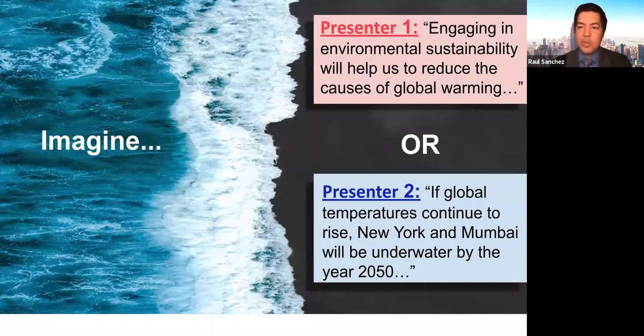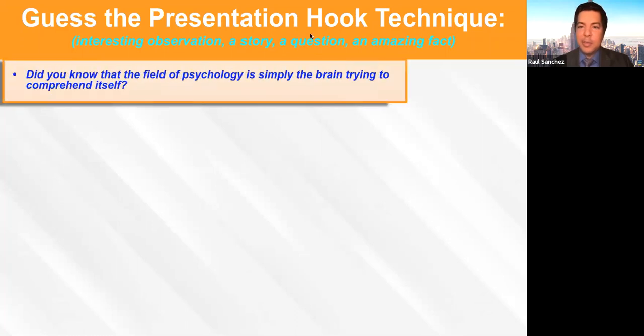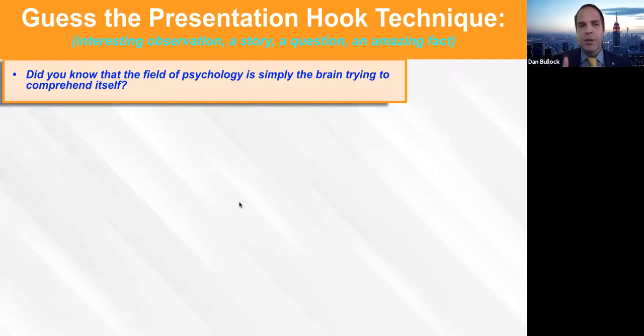So now we're gonna go into a little exercise here. This is something we do in our workshops and seminars with professionals to develop these techniques. We have the techniques there in light blue, and we're gonna ask you to tell us what the technique is that is used in the hook that is shared there. So here's the first one, okay? Did you know that the field of psychology is simply the brain trying to comprehend itself? Now, what do you think it is?